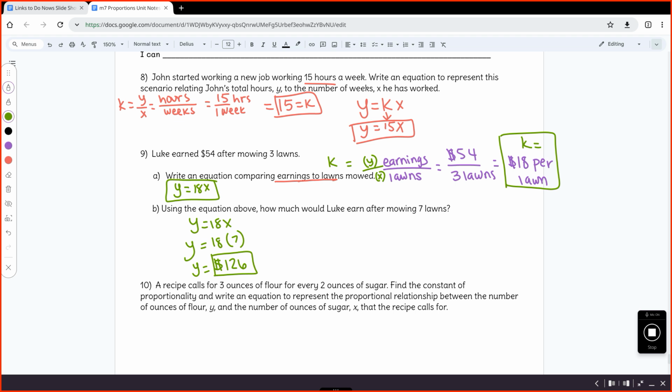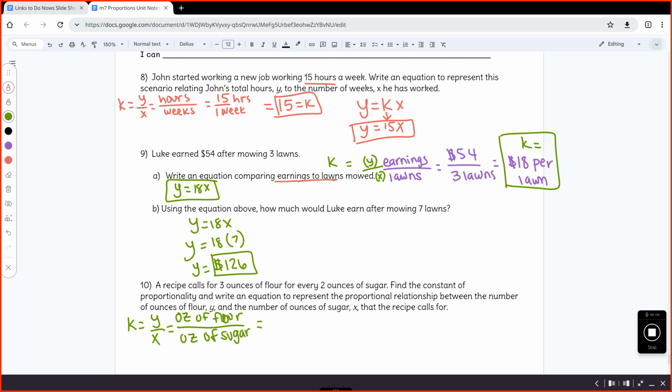Okay, and the number 10, a recipe calls for 3 ounces of flour for every 2 ounces of sugar. Find the constant of proportionality and write an equation to represent the proportional relationship between the number of ounces of flour, y, and the number of ounces of sugar, x, that the recipe calls for. All right, so we know that k equals y to x. We know that y is the ounces of flour. We know that x is the ounces of sugar.